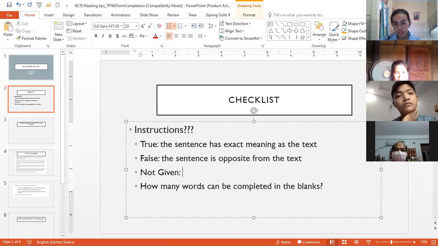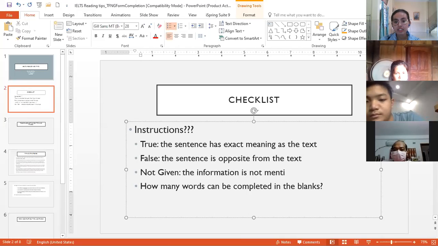Right, Mr. Sukun, can you give us what not given means from the video? Not given means the information is not mentioned in the text. Thank you. Information is not mentioned in the text. Another form of exercise is the table completion. So you need to know how many words that you can use to complete in the blanks.